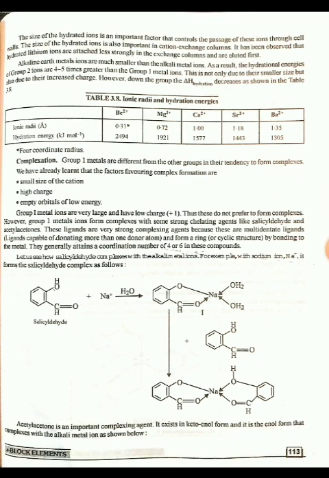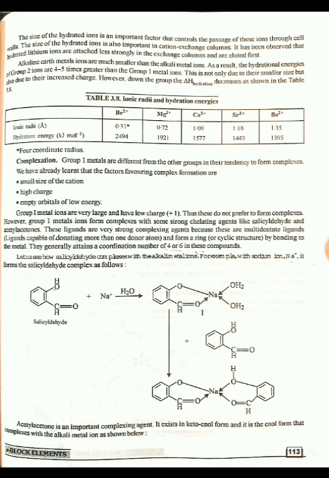Ionic radius in Angstrom: beryllium 2 positive 0.31, magnesium 2 positive 0.72, calcium 2 positive 1, strontium 2 positive 1.18, barium 2 positive 1.35. Hydration energy in kilojoule per mole: beryllium 2 positive 2494, magnesium 2 positive 1921, calcium 2 positive 1577, strontium 2 positive 1443, barium 2 positive 1305.